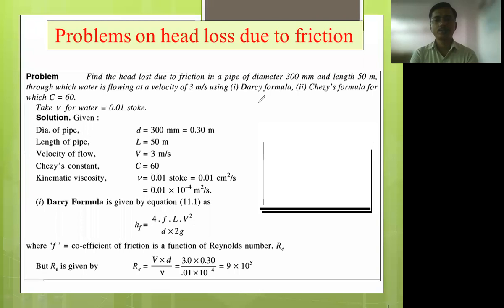So you know the relation between Stoke and meter square per second. 1 Stoke is equal to what? 10 to the power minus 4 meter square per second. So do the conversion of Stoke to the meter square per second. Then find out the Reynolds number.